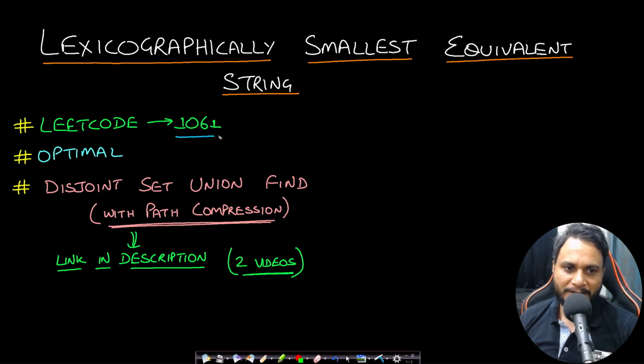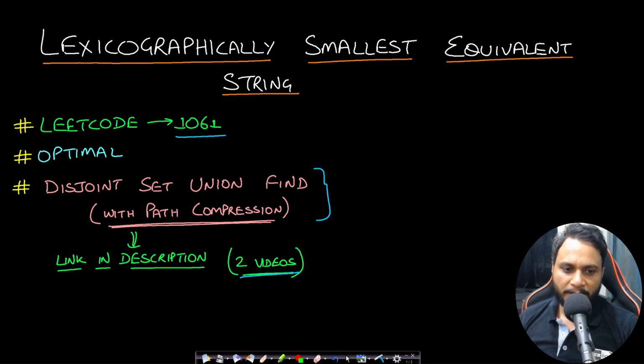In this video we will look at lexicographically smallest equivalent string, from Leetcode number 1061. A prerequisite before watching this is to learn all about disjoint set, union find with path compression. I already have two videos, and the links will be in the description below. The first video is simple disjoint set union find, and the second one is based on union by rank and path compression. In this case you will need path compression.